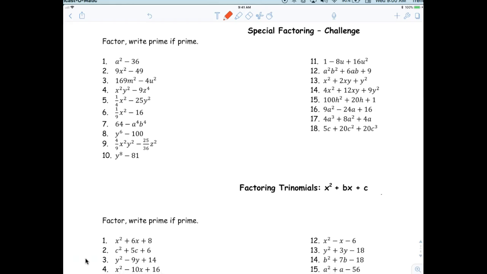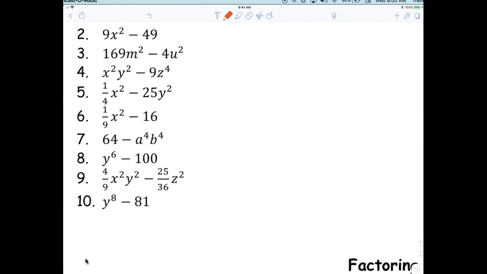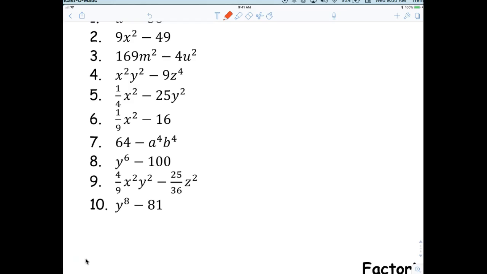It's kind of like they tried to make it a little bit harder by throwing in a couple extra variables. But let's just knock this out. Let's look at number 3. What times what is 169? That's right. So it'd be 13m minus 2u and 13m plus 2u. Everybody okay with that?